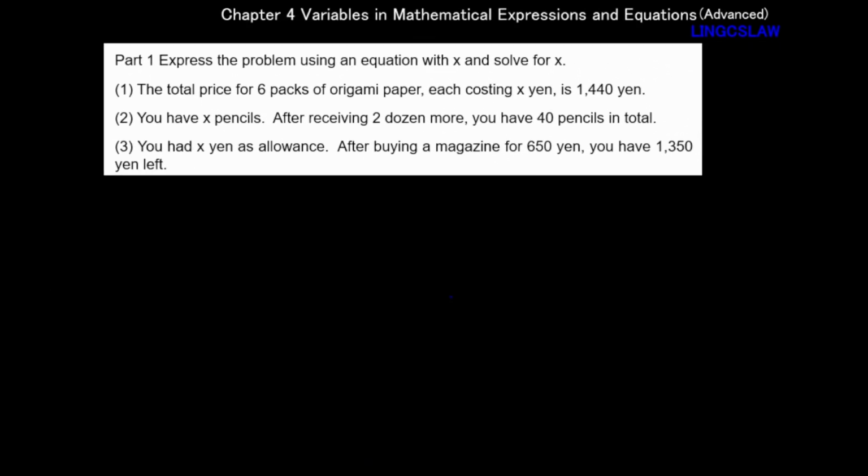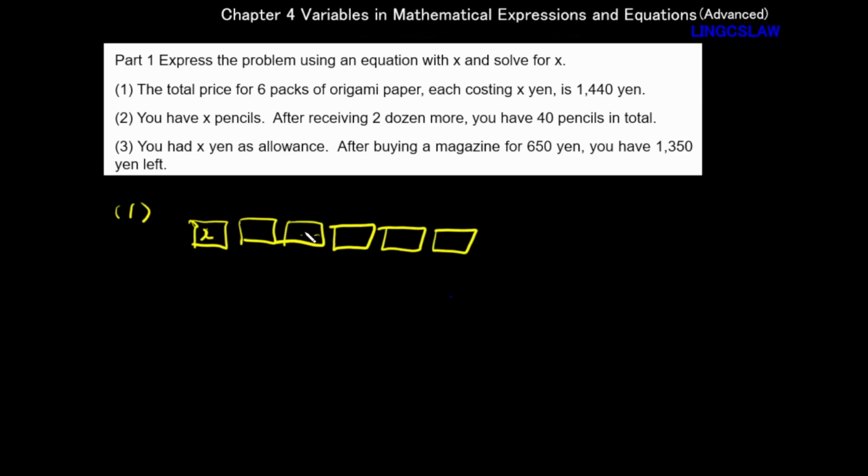Okay, let's get started. Part 1. Express the problem using an equation with x and solve for x. And number 1. The total price for 6 packs of origami paper, each costing x yen, is 1,440 yen. So 6 packs of origami paper, 6, and each costing x yen.